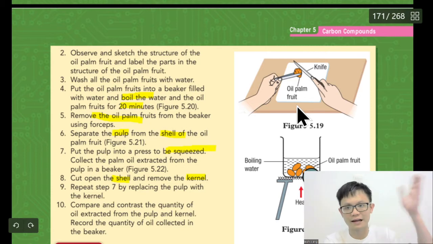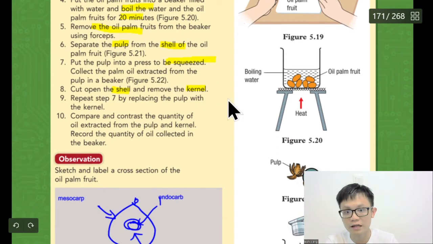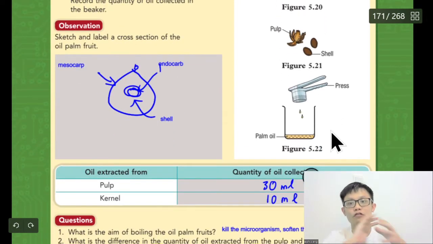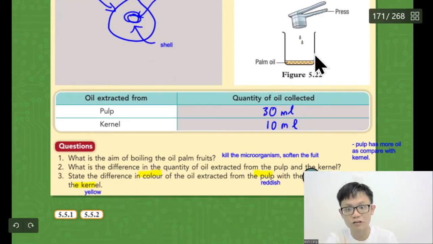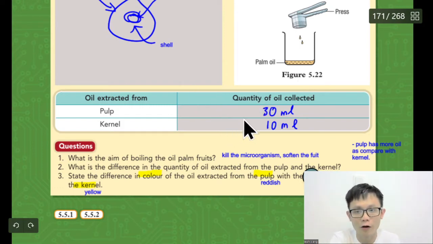So you can climb up the palm tree, take the fruit, cut it, and then boil it in the water for 20 minutes. After you boil it, you cut the shell open like this, and then you press it. Depends on you how you like to press. Then after you press, you get the oil. Then you can use it for your cooking. So this is a natural oil, although I haven't tried it before.